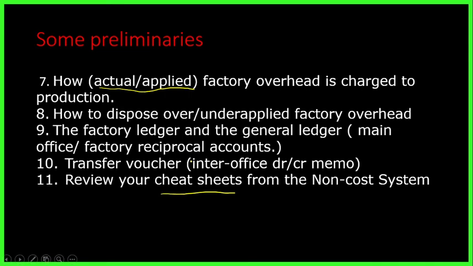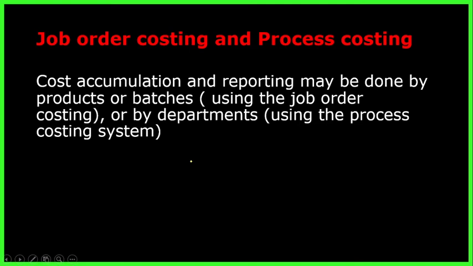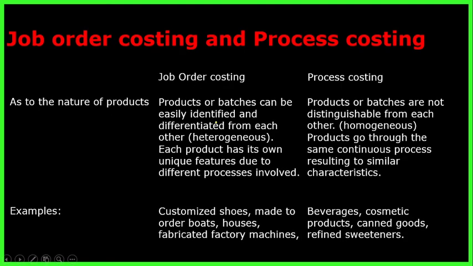Ito, mabilis lang. Okay, difference of job order costing. Ayan, for job order costing, costs are accumulated by products or batches. Ayan. And by department naman or by process if we are using the process costing. That's the main difference, no? And here are some more difference.